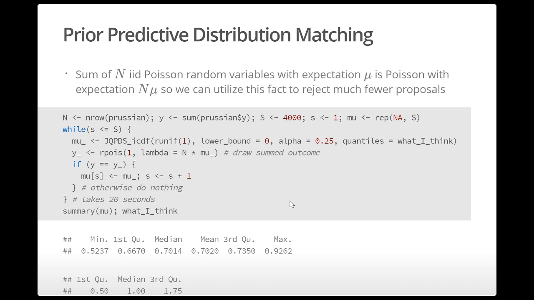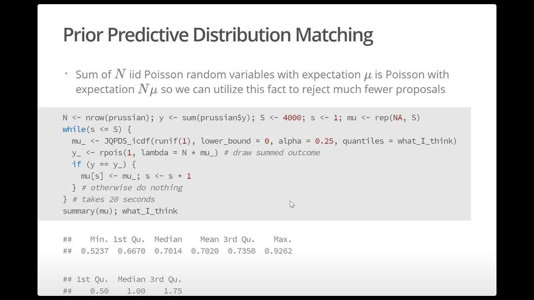We can use one trick, which actually gets us by in this case, and that is to note that the sum of n Poisson distributed random variables that have the same expectation is also going to be Poisson, and now the expectation is n times mu. So the sum of the deaths by horse kick over the data set should be distributed Poisson with expectation n times mu if our model is correct. And we can utilize this fact to get a much more auspicious algorithm.